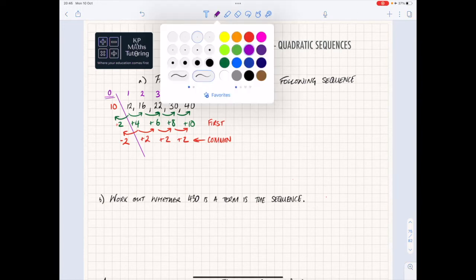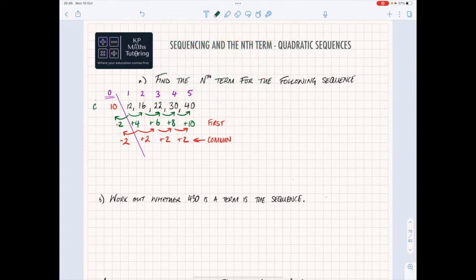Okay, then what I'm going to do is write the letters C, B, A. Quite easy to remember. It's CBA, not ABC. And then we're going to talk about what the format should look like. So this is a quadratic sequence. Now, a quadratic should be in the form of an squared plus bn plus c.